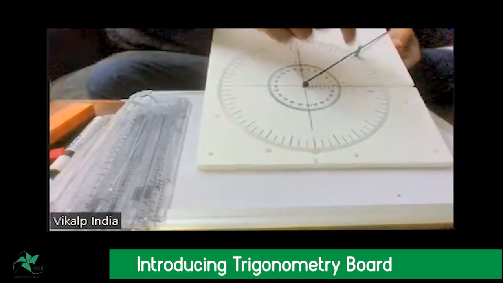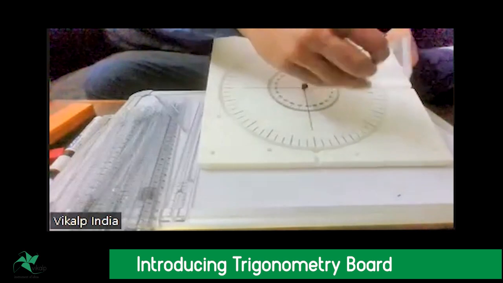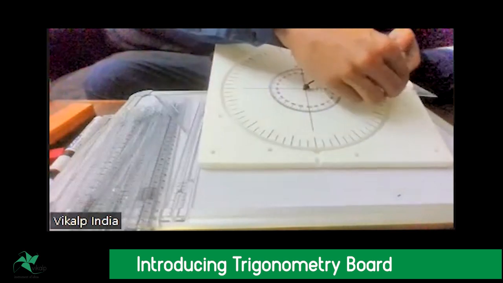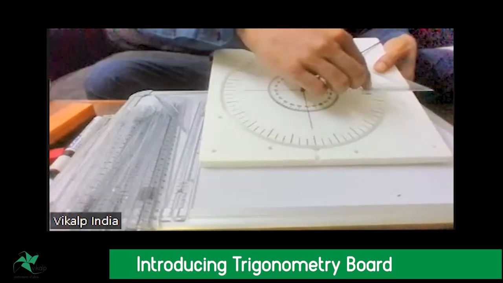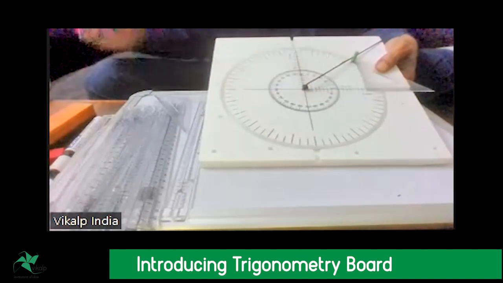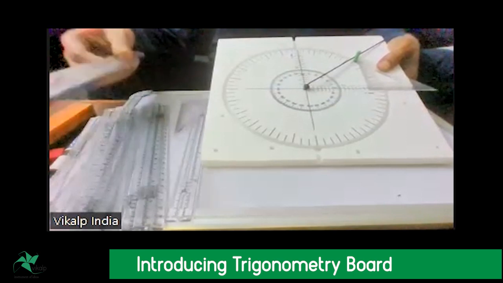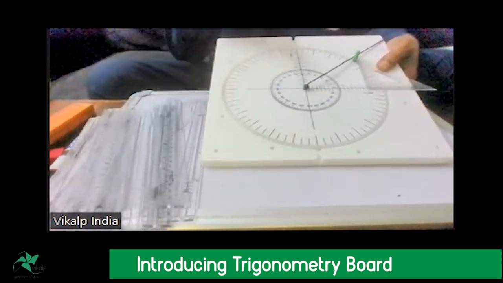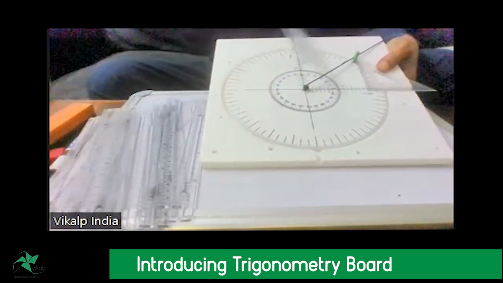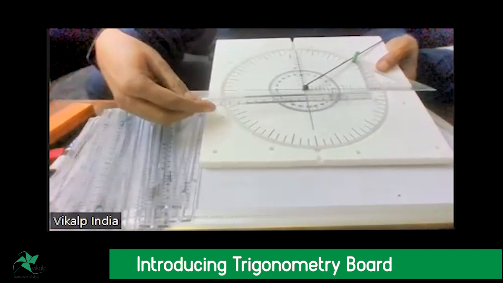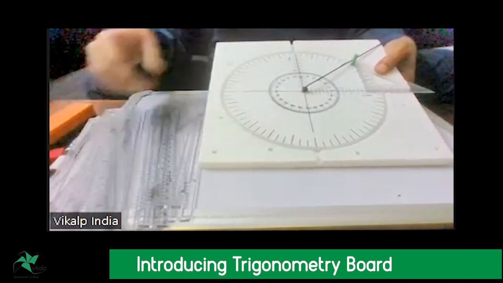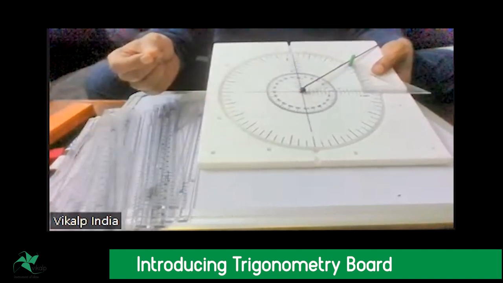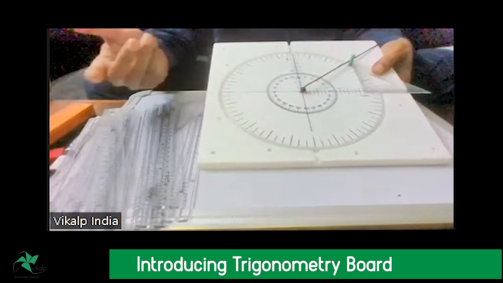And then this can be used to find the base, perpendicular and hypotenuse. And these are the various scales which can be used for measuring height and distance. We can measure the distance, height and all that. And with tan theta, we can find the perpendicular, hypotenuse or whatever it is.